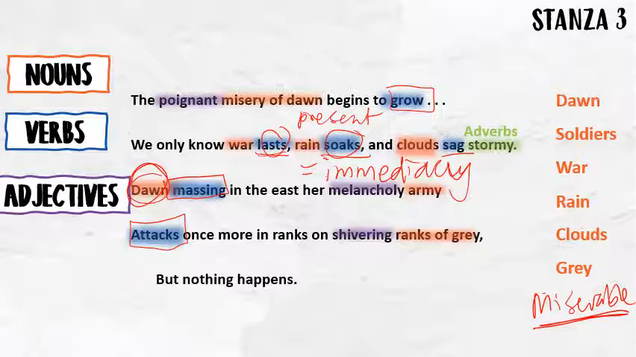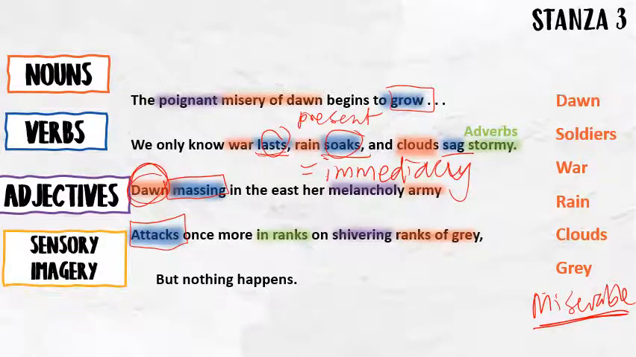Let's move on to the adverbs here that give us more information. The clouds sag, but they're stormy, and I'll come back to that in a minute. They attack in ranks. Sensory imagery. The rain soaks, this is again that touch sense. The sight and touch of clouds sag, stormy. And it also creates this colour imagery.